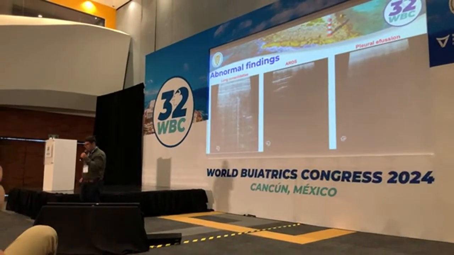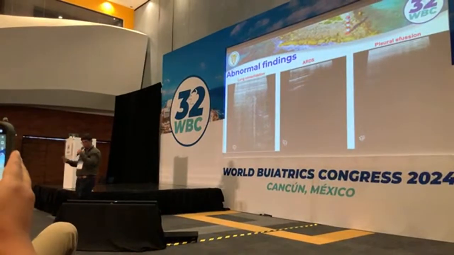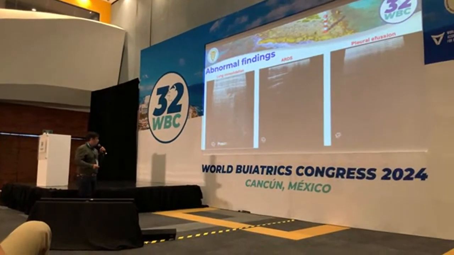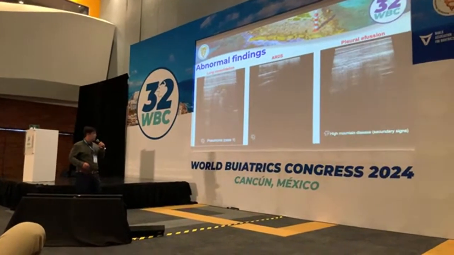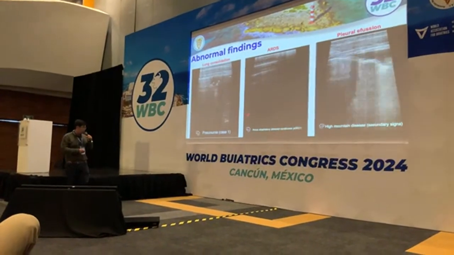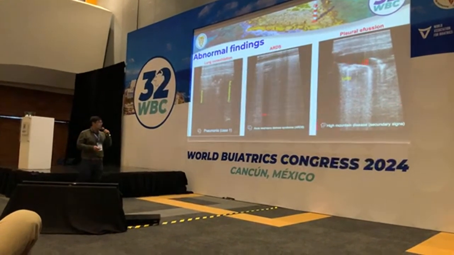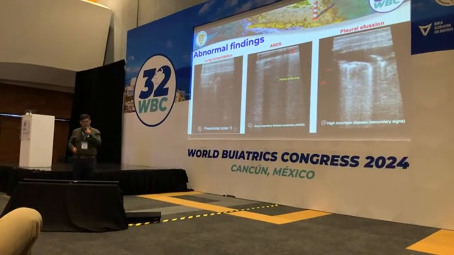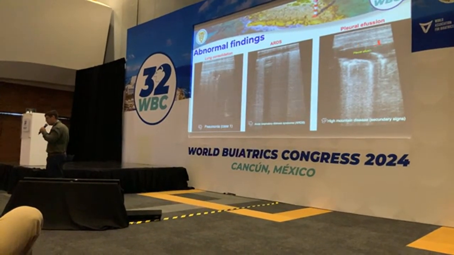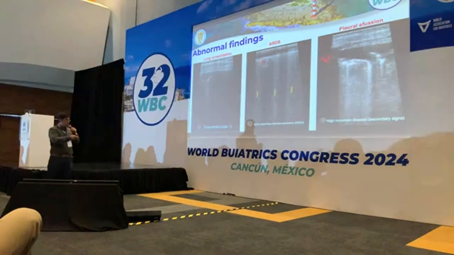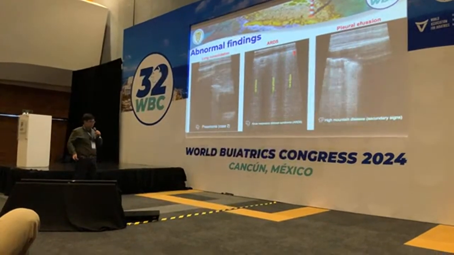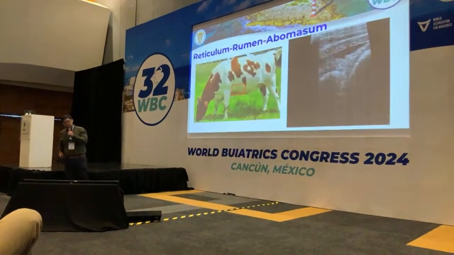The most important abnormal findings, and obviously there are a lot more, are lung consolidations, acute respiratory distress syndrome, and pleural effusions, which are very related, in the place where I live in the high mountains, with heart diseases. That's very common.